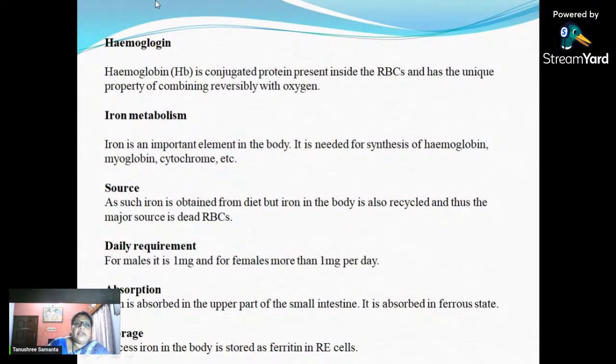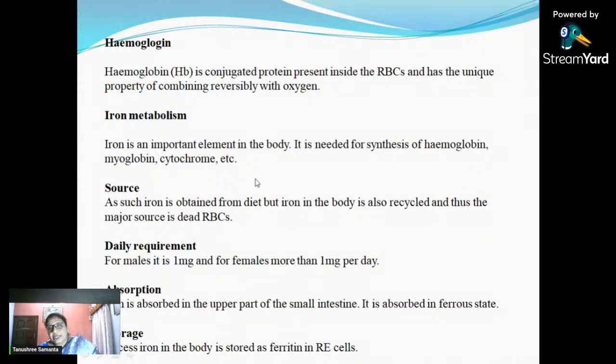Because we have been talking about the pigment hemoglobin for a long time, now it's necessary to discuss a little bit about hemoglobin. So this is a conjugated protein which is present in the RBC and has a unique property of combining with oxygen reversibly. When we go into the discussion of hemoglobin, we have to go into another topic, which is iron metabolism, because Fe2+, the ferrous state of iron, is an important component of hemoglobin. This iron is needed for the synthesis of hemoglobin, myoglobin, cytochrome, etc.